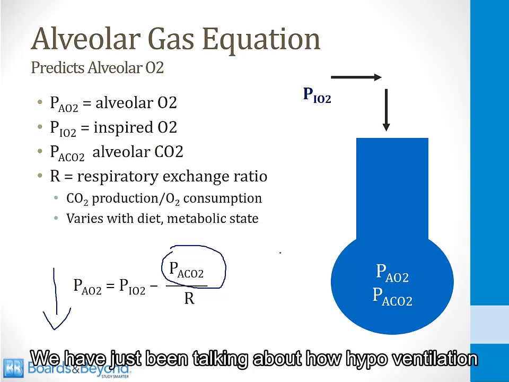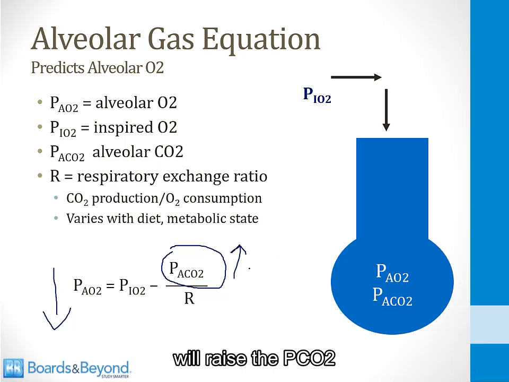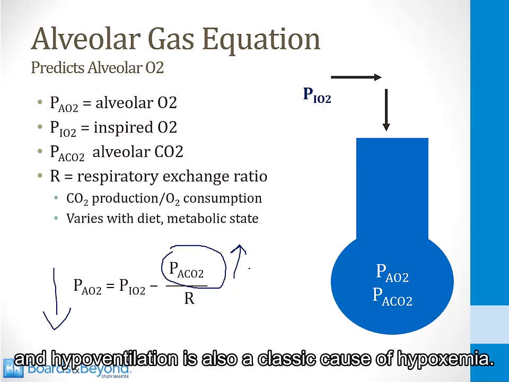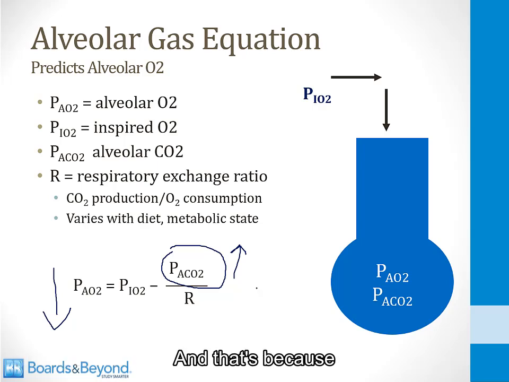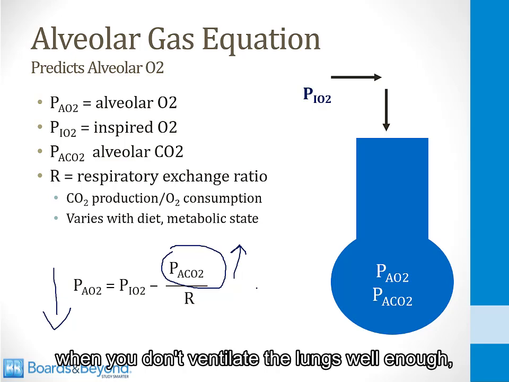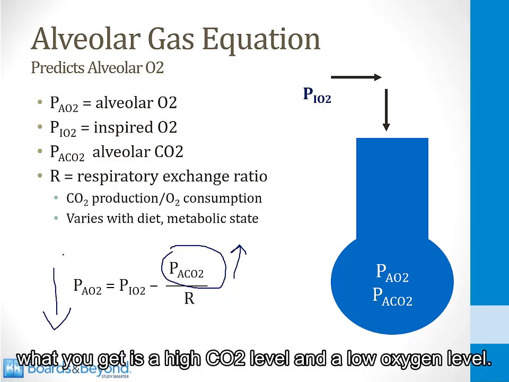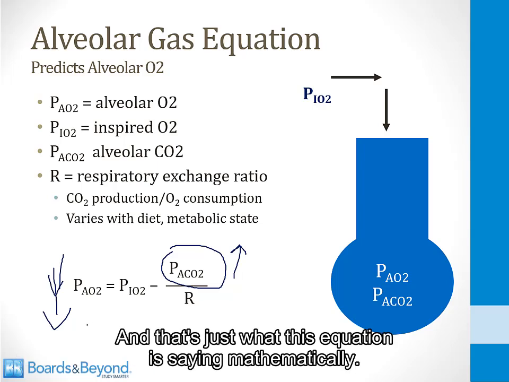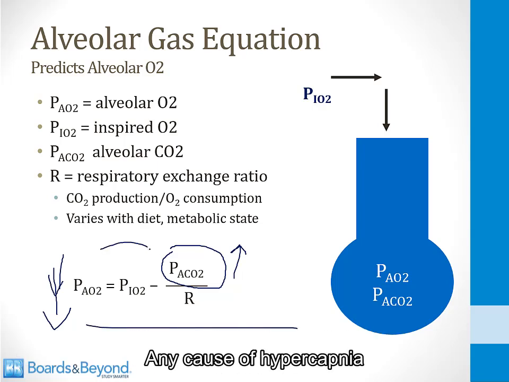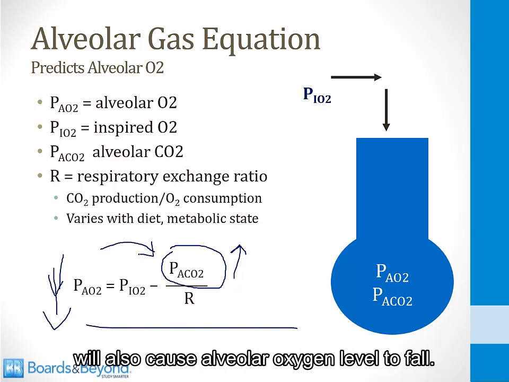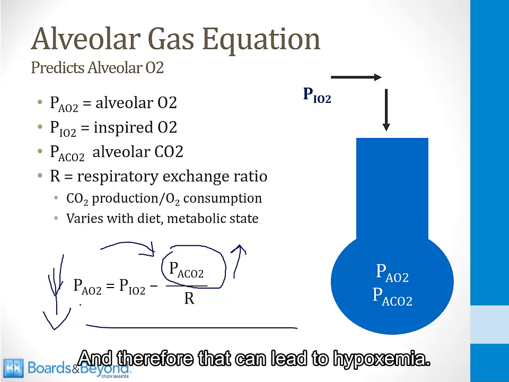We have just been talking about how hypoventilation will raise the PaCO2, and hypoventilation is also a classic cause of hypoxemia, and that's because when you don't ventilate the lungs well enough, what you get is a high CO2 level and a low oxygen level, and that's just what this equation is saying mathematically. Any cause of hypercapnia will also cause alveolar oxygen level to fall, and therefore that can lead to hypoxemia.